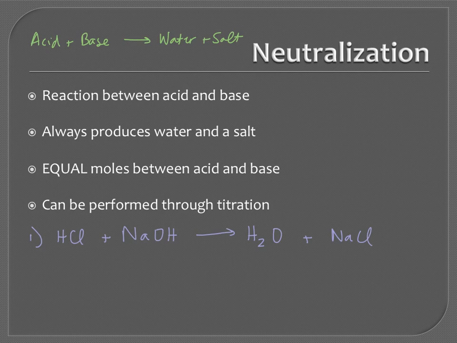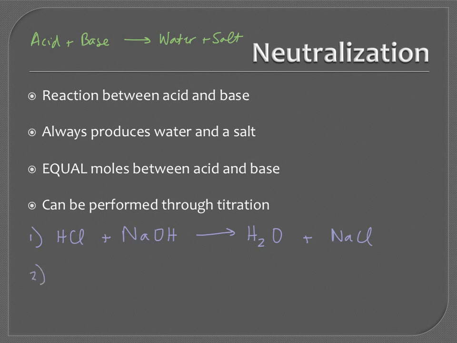Now, how do we figure out the salt? Here, we get the H and the OH. They make water. So that leaves us with the Cl and the Na. So you combine whatever's left over to get the salt, NaCl, which is our table salt. Now, how do you know which one's the acid and which one's the base? You could always check the reference tables for that. But when completing neutralization reactions, it doesn't really matter to distinguish between the acids and the bases. Just know how to complete neutralization reactions.